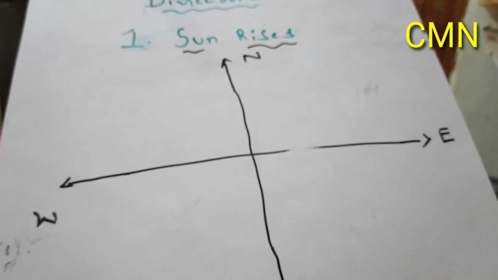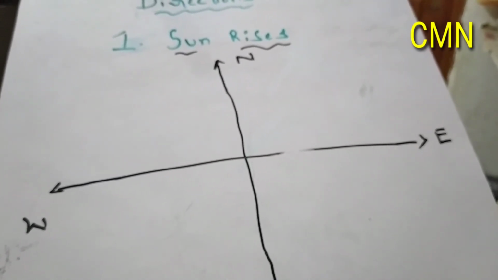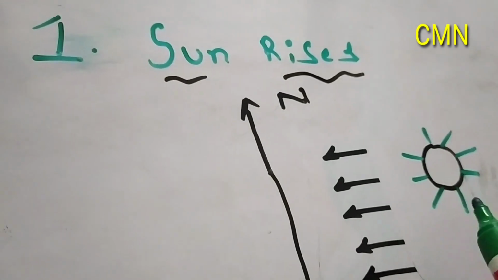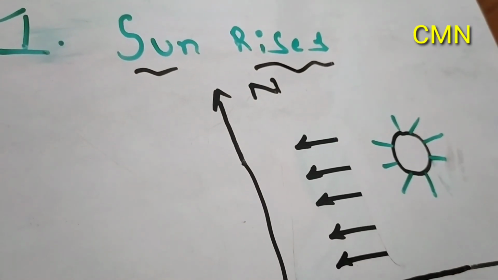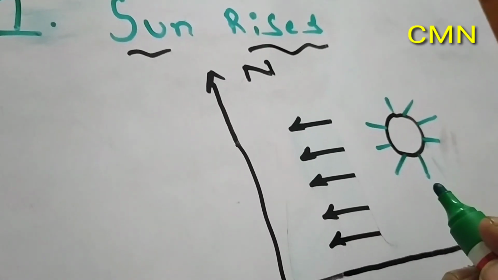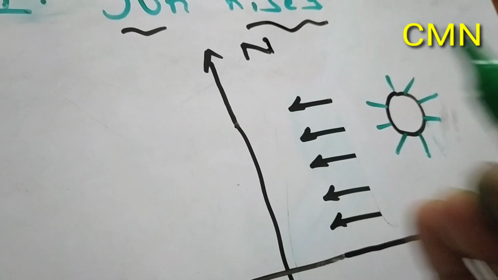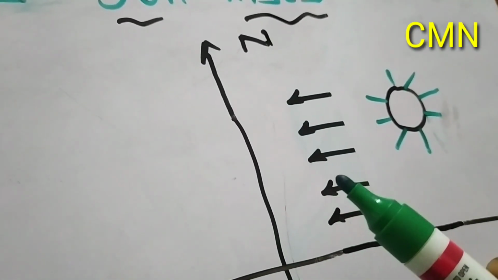In sunrise, the sun rises in the east direction. So the sunrise will be in this direction.